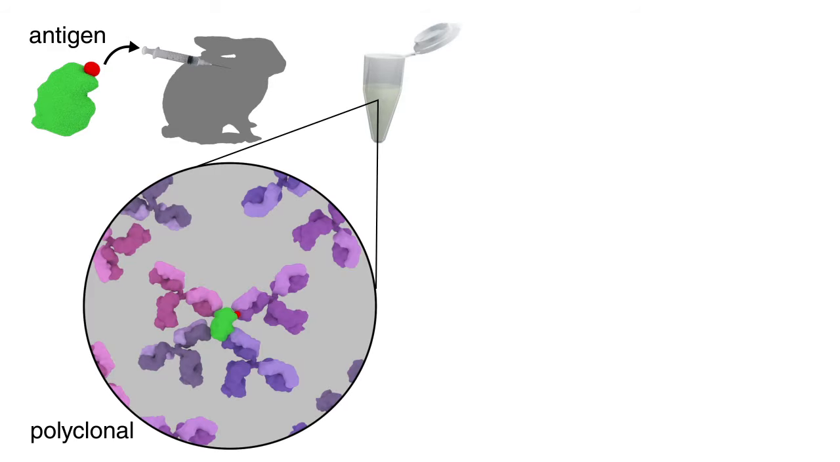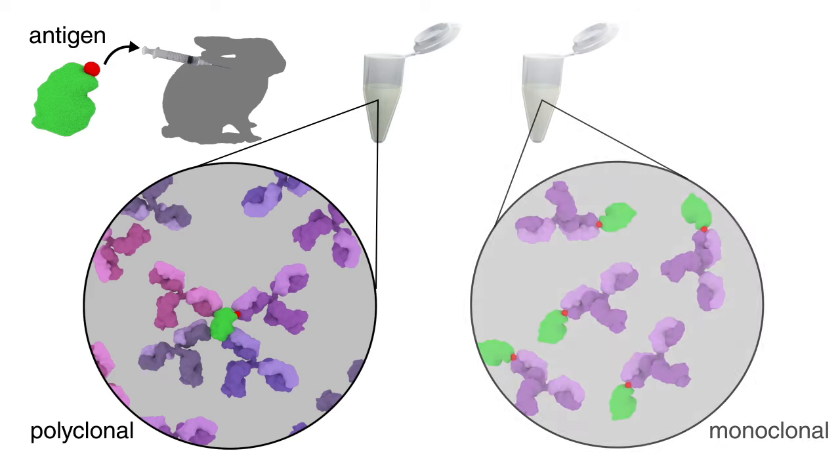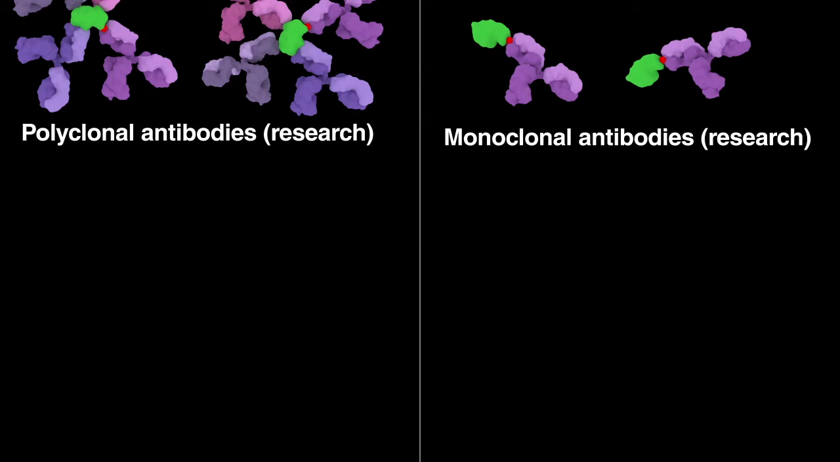A polyclonal antibody preparation contains a mixture of heterogeneous antibodies against multiple sites of the antigen. A monoclonal antibody preparation contains an antibody that recognizes only one site on the antigen. Polyclonal and monoclonal antibodies have different strengths and weaknesses.